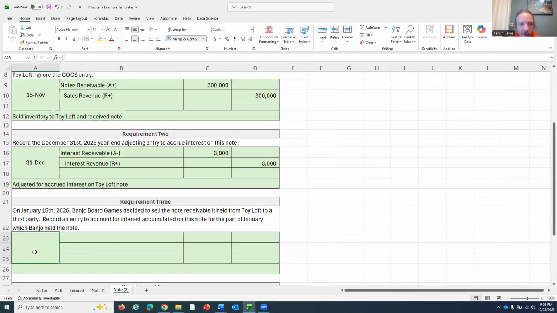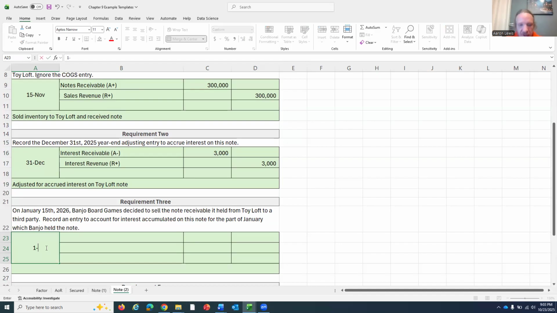And our third requirement here on January 15th, 2026, we're going to kind of bring a factor into this. We've decided we don't want to wait around in this case for Toy Loft to pay us. They still have another, I don't know, 4 months left until we can expect payment because it was a 6 month note and it's 2 months from November 15th. We don't want to wait 4 months. We are going to sell this to a third party. So what is going to happen when we sell this to a third party?